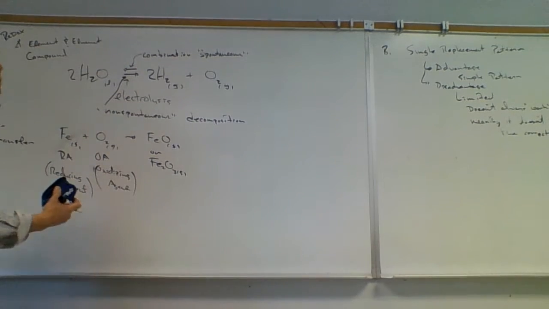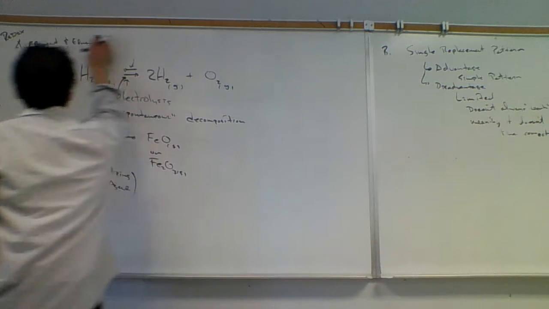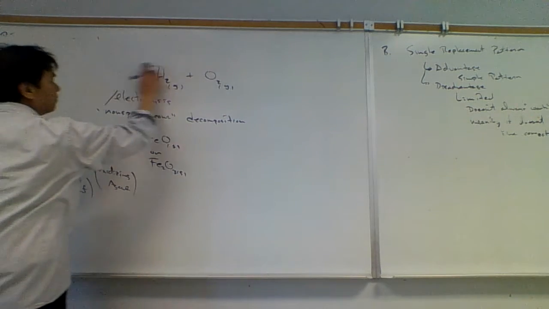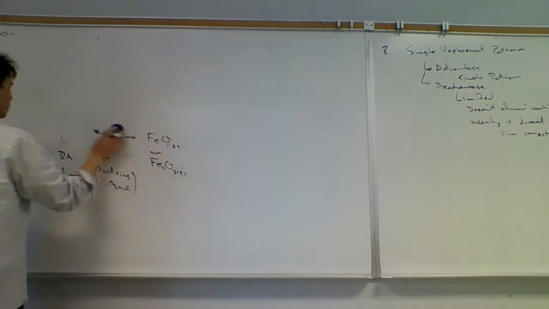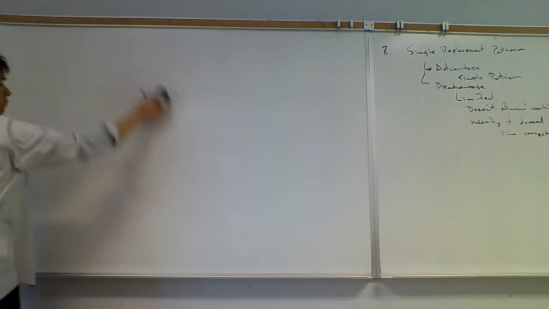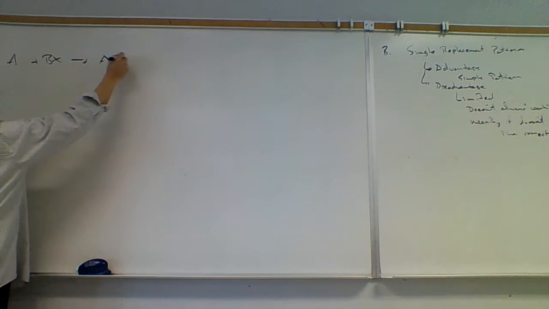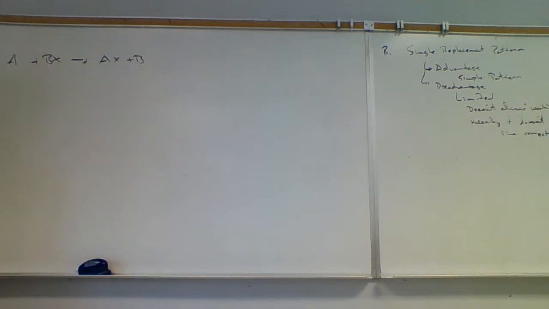All right, so basically your book is going to say it's going to be an element plus an ionic compound or acid. This is the single replacement form. And so it's A plus BX. A plus BX yields AX plus B. This is the pattern here. And so sometimes it works quite well.